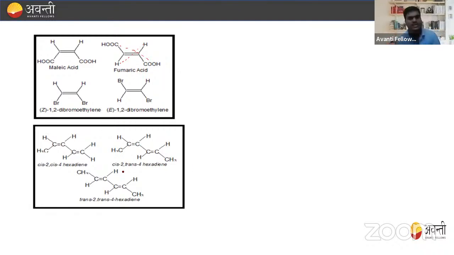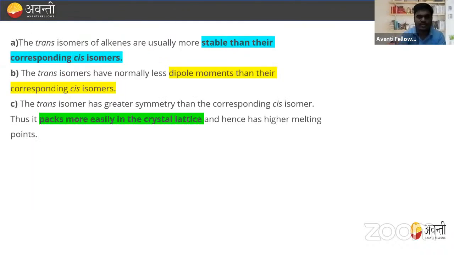Similarly, this will also show Z and E isomerism, like this one with H, Br, Br, H, and H, Br. So this will also show Z and E isomerism. Now, this is an example: cis-2,cis-4-hexadiene. Here we have cis-2 but here we have a trans form, right? So cis-2,trans-4-hexadiene and trans-2,trans-4-hexadiene. So these are also geometrical isomers.